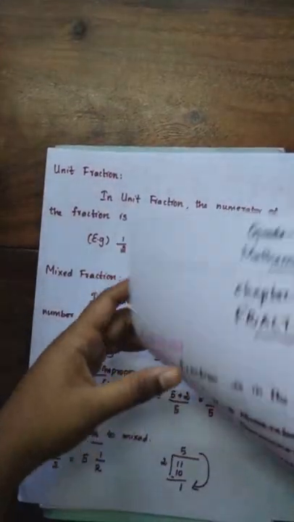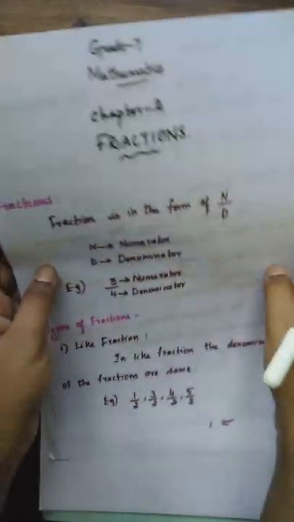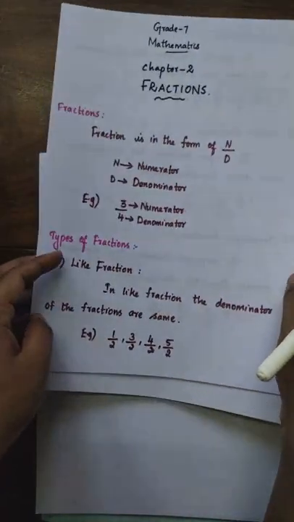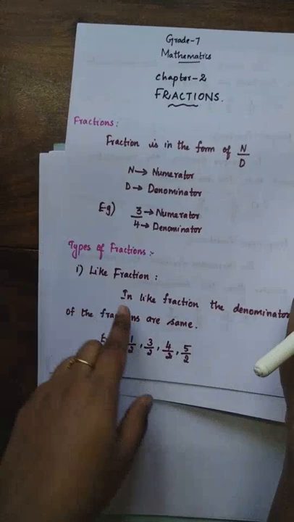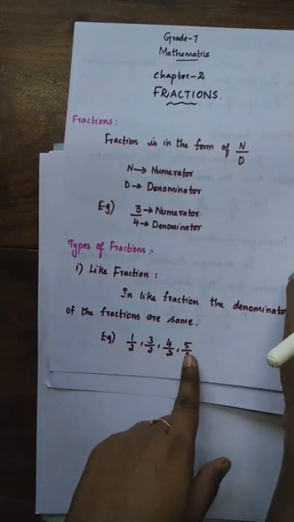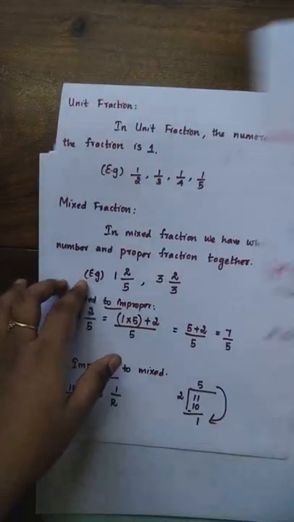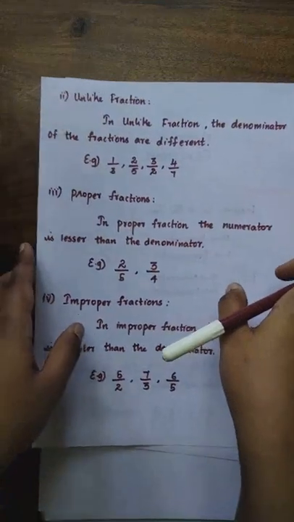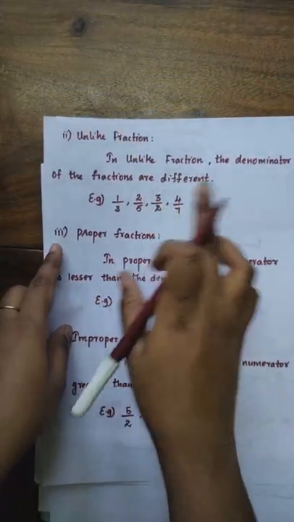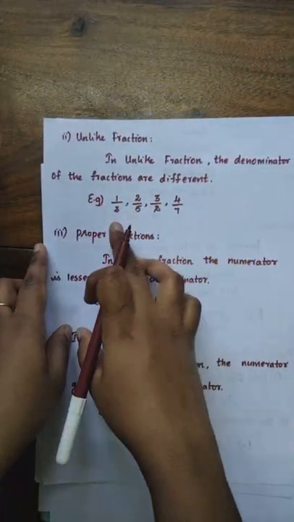What are the fractions we have seen? First one is like fraction. In like fraction, the denominators of the fractions are the same. Here, all the denominators are same. Then what is unlike fraction? Denominators of the fractions are different. Denominators of the fractions are different is called unlike fraction.